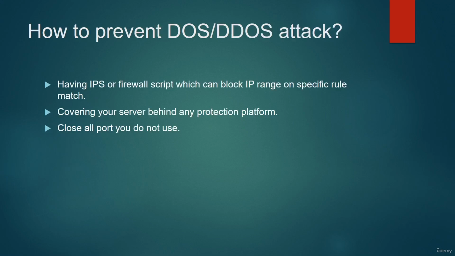So let's go for how to actually prevent or get secured from DOS attack. So the best way is actually to have some kind of IPS or firewall with a script that can actually block connections, block IPs, and block ports, and block whole IP ranges. So we have a system that can automatically block sources that it counts as malicious or DOS activity. This is actually the best way to prevent DOS.